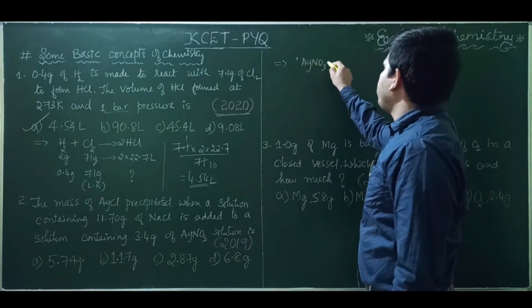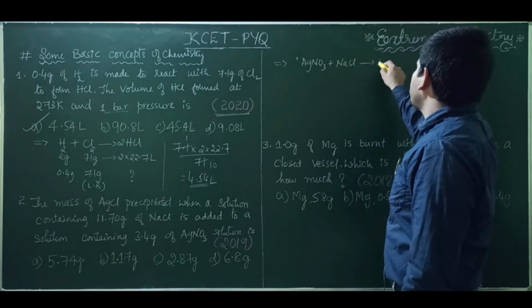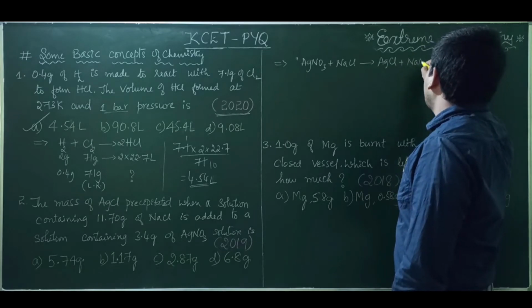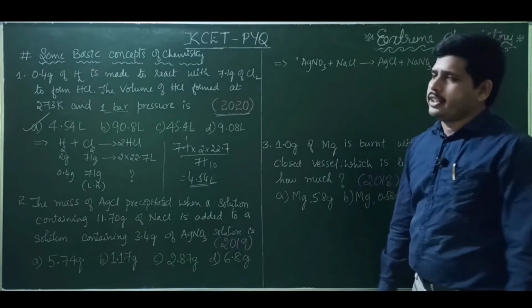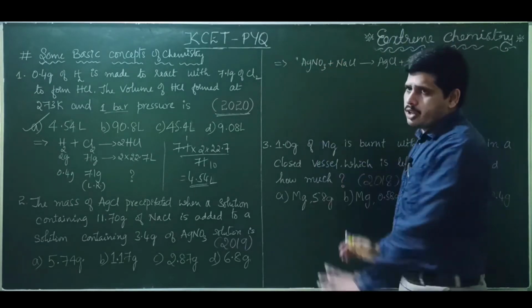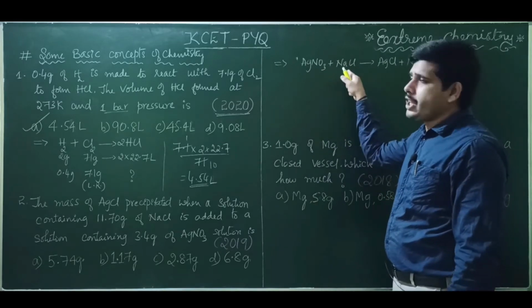AgNO3 combining with NaCl, right? What is going to be produced? AgCl, right? Plus NaNO3. Write the reaction. Fine. Now specify the amounts according to the balanced chemical equation. How much of AgNO3 is required for 1 mole of NaCl?